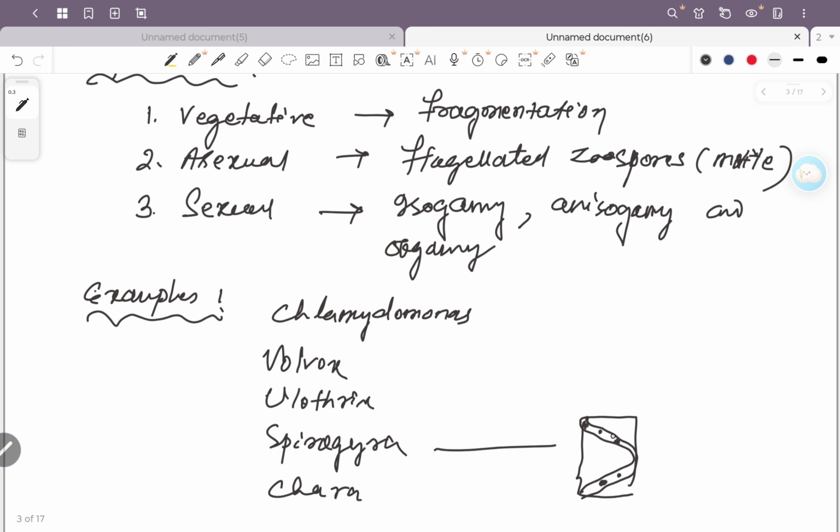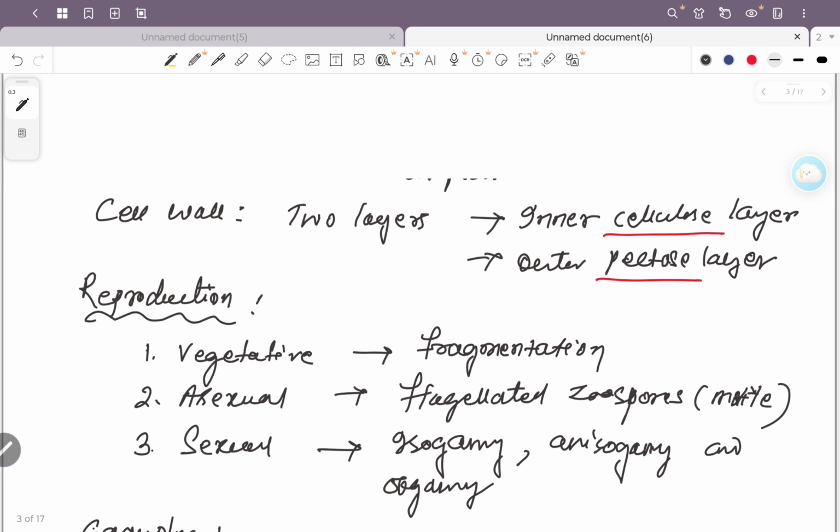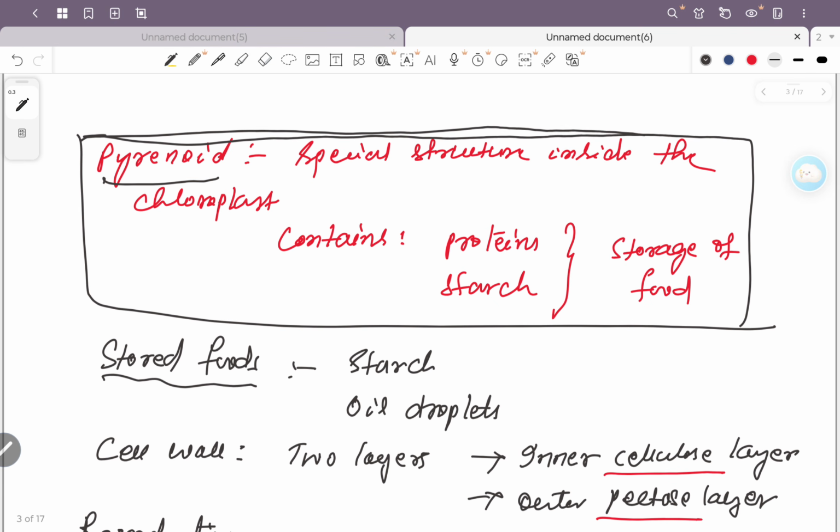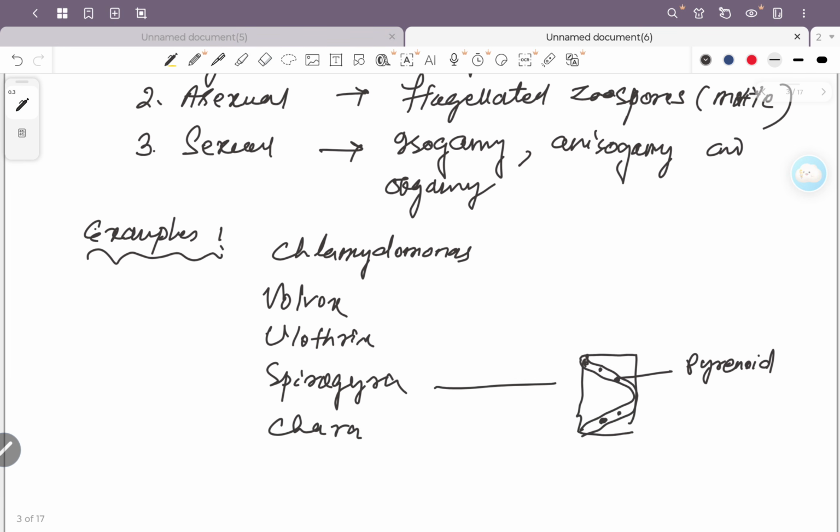So these are the pyrenoids. What are pyrenoids? Pyrenoids are special structures inside the chloroplast that contain protein and starch. So here you can see the spiral chloroplasts are there, and in the chloroplast the pyrenoids. These dark spots are the pyrenoids.